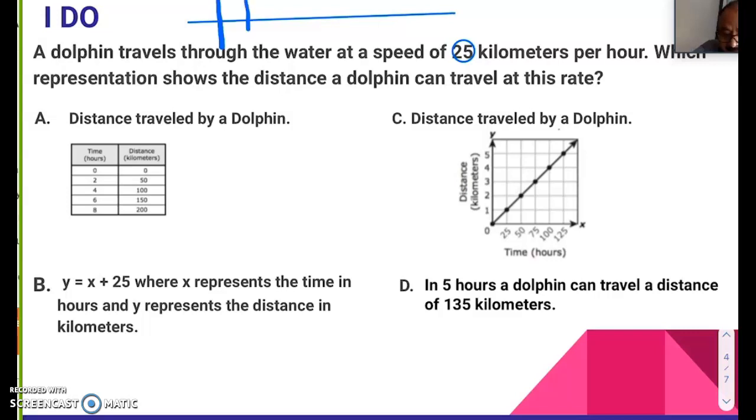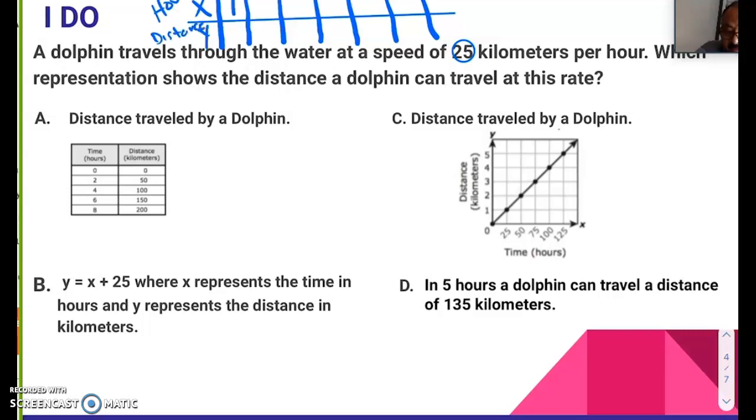And I'm going to divide it into a few sections. And then I'm going to label my X and my Y. Now, X is time, which would be in hours. And then my Y is distance.